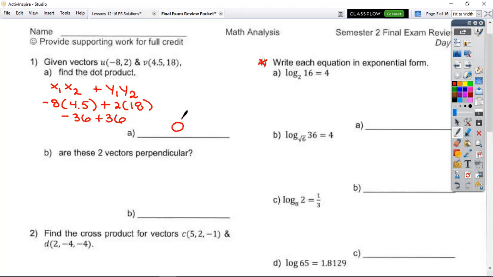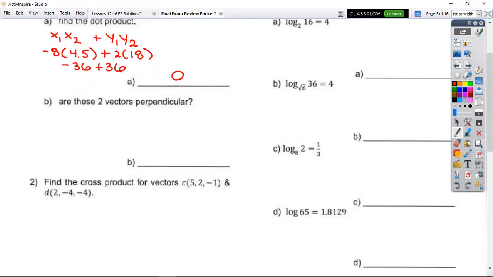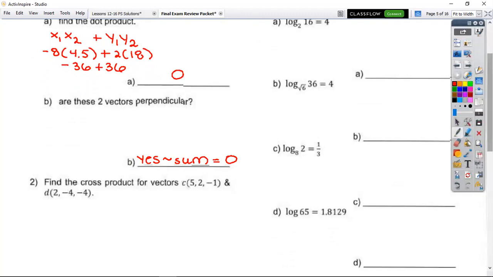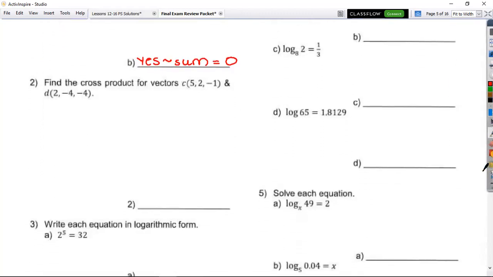So do you guys remember, are these vectors perpendicular? Yes, because they sum to 0. So that's it. So yes. Reasoning, your sum equals 0. So your dot product sum from above. All right, again, this whole column you can omit. So if you need any of that space, feel free to use it.